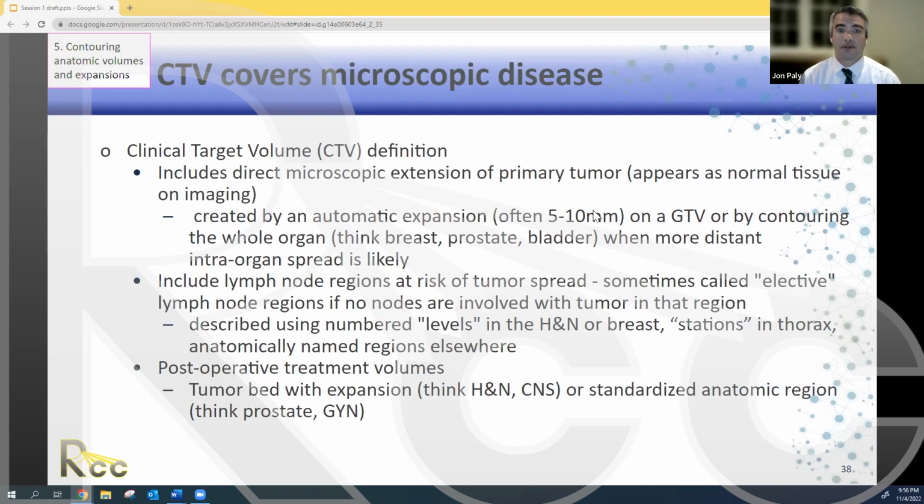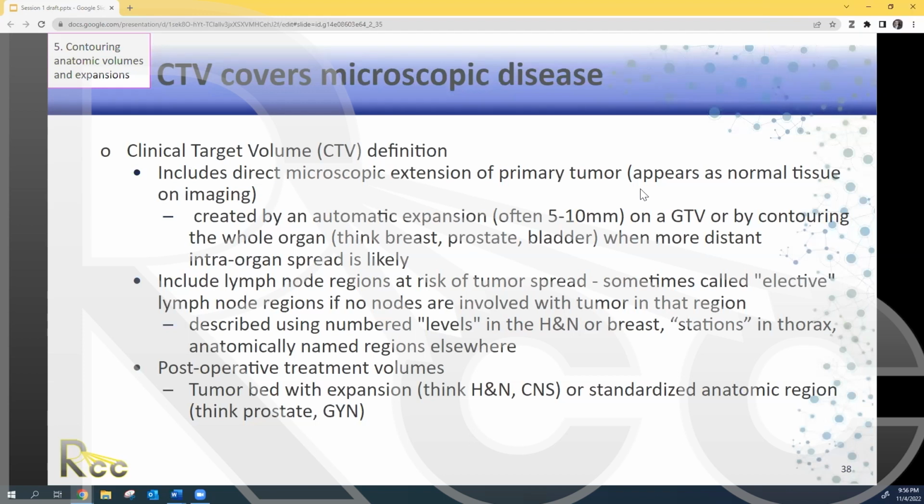We start with direct microscopic extension of the primary tumor, which is not visible on the CAT scan because it appears as normal tissue. You're looking at microscopic disease. And this can be done by creating either an anatomic expansion of a certain size for that disease site, often 5 or 10 millimeters on top of a GTV, or by contouring a whole organ when you're worried about more distant intra-organ spread. Think about breast or prostate or bladder, where we typically contour the entire organ as a CTV.